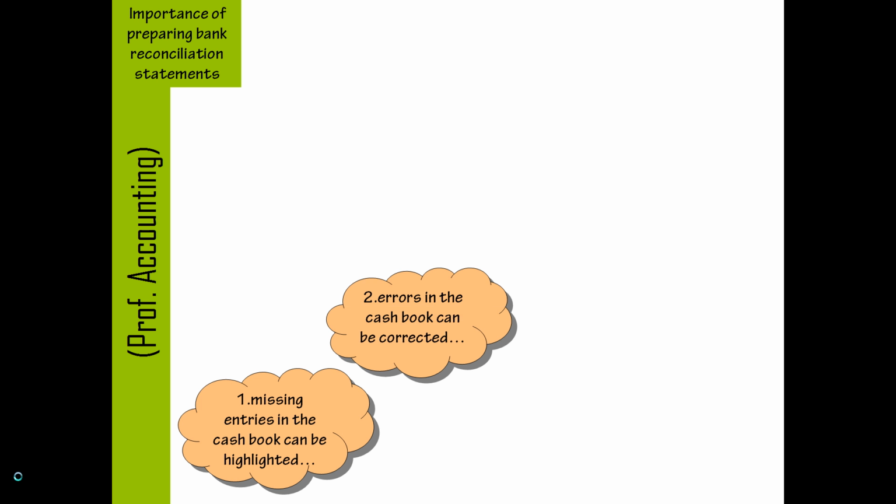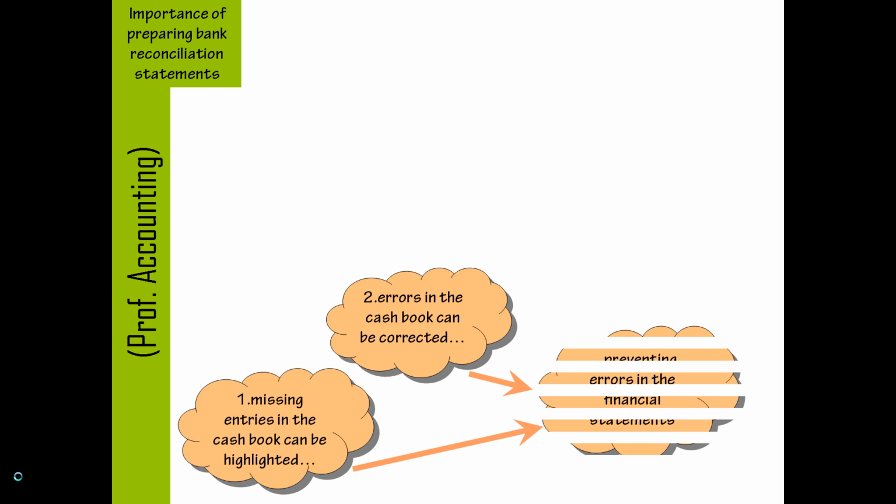Linked to that is errors. So errors in the cash book can be corrected. Not necessarily the same thing as number one. Something missing, although it is an error. Number two is specifically looking at things that have been entered, but maybe entered by mistake or with incorrect values, or different names applicable to debtors or creditors and so on.